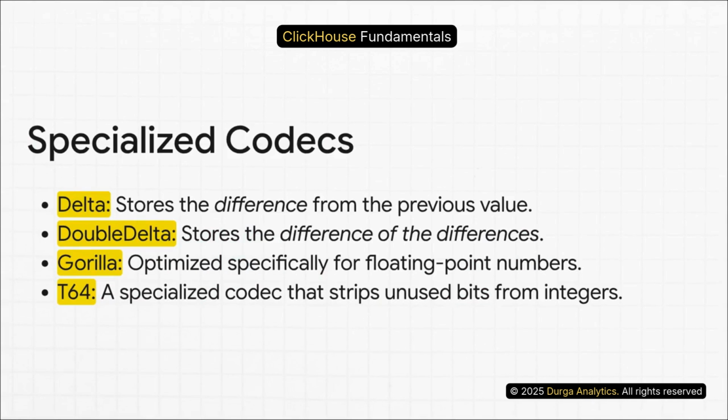But wait, it gets even better. On top of those general algorithms, ClickHouse lets you apply specialized codecs. Now, think of a codec as a smart pre-processing step that actually understands the kind of data it's looking at before the main compression algorithm kicks in. For example, with a column of timestamps, the Delta codec is brilliant. It doesn't store the full timestamp every single time. It just stores the tiny difference from the previous one. This is how you can get really surgical with your optimizations.